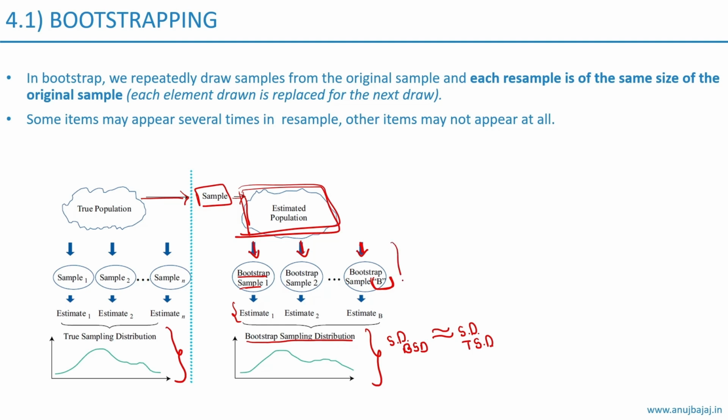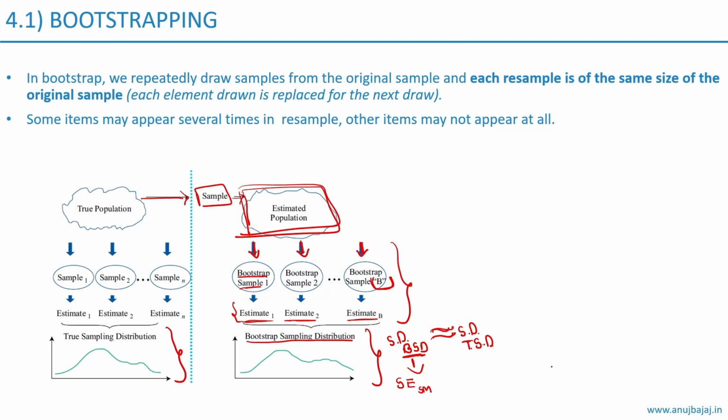Because we have the data of all the estimates of all the bootstrap sample means, we can find out the standard deviation of the bootstrap sampling distribution. Then this standard deviation will be almost close to the standard deviation of the true sampling distribution. So I can say this standard deviation is almost close to the standard error of the sample mean.